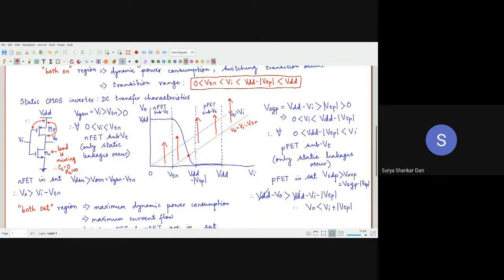Now this VDD will cancel. You will be left with VO, take it to the right side, VI minus VTP, take it to the left side. That is, VO should be less than VI plus VTP. So what is the equation for VO equal to VI plus VTP with a mod? What will the characteristics be? Let's put another line for this.